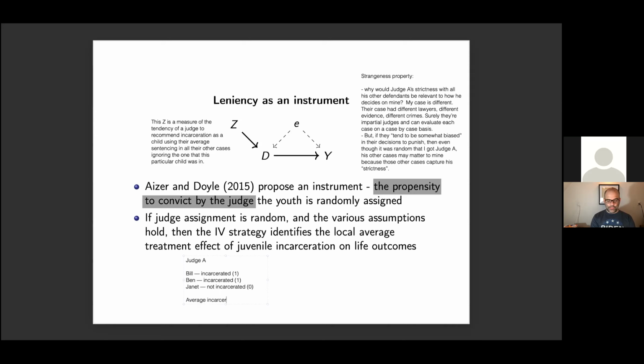Average incarceration is 2/3 of the time Judge A recommends incarceration. Now, Judge A is seeing me, Scott Cunningham. He has to decide whether to incarcerate me. I will use an instrument for his decision of 2/3, because 2/3 of the time in his other cases, he incarcerated the child.